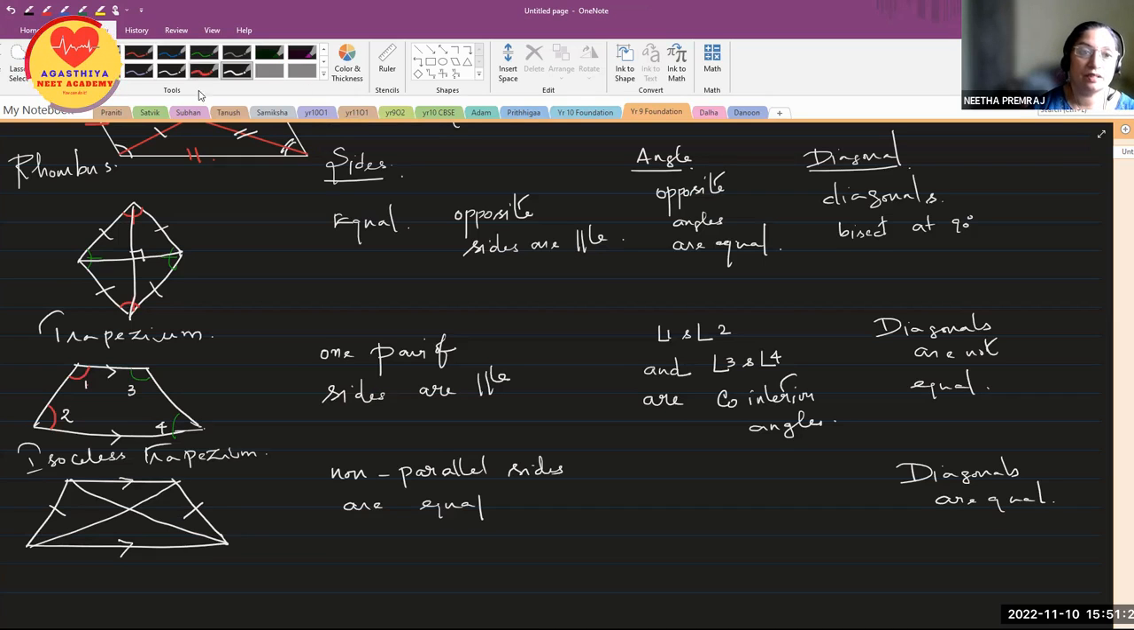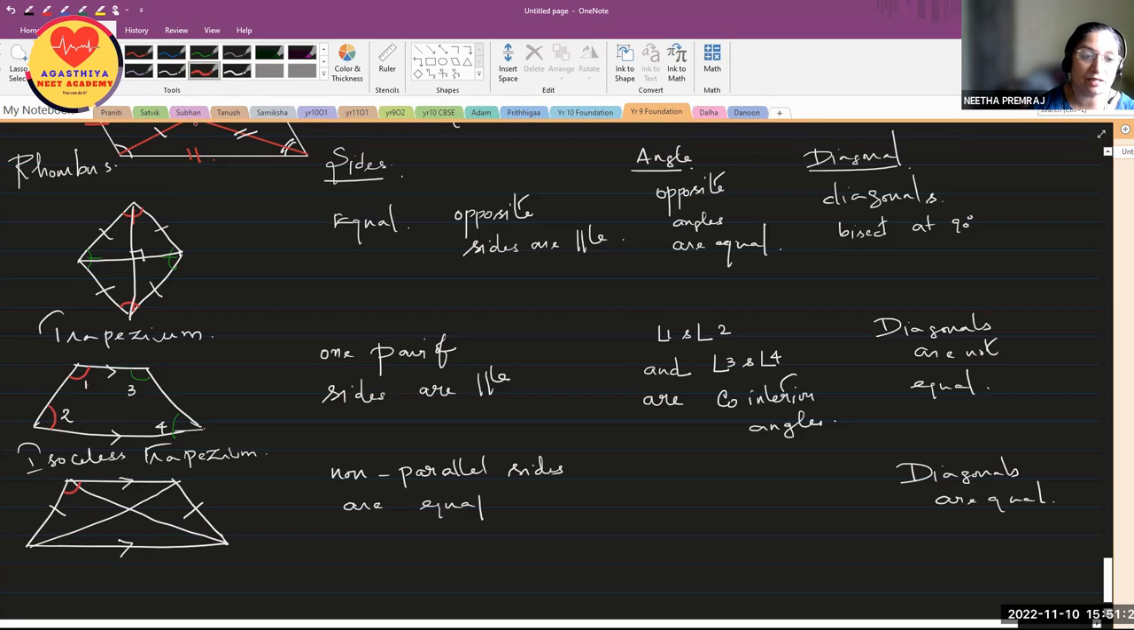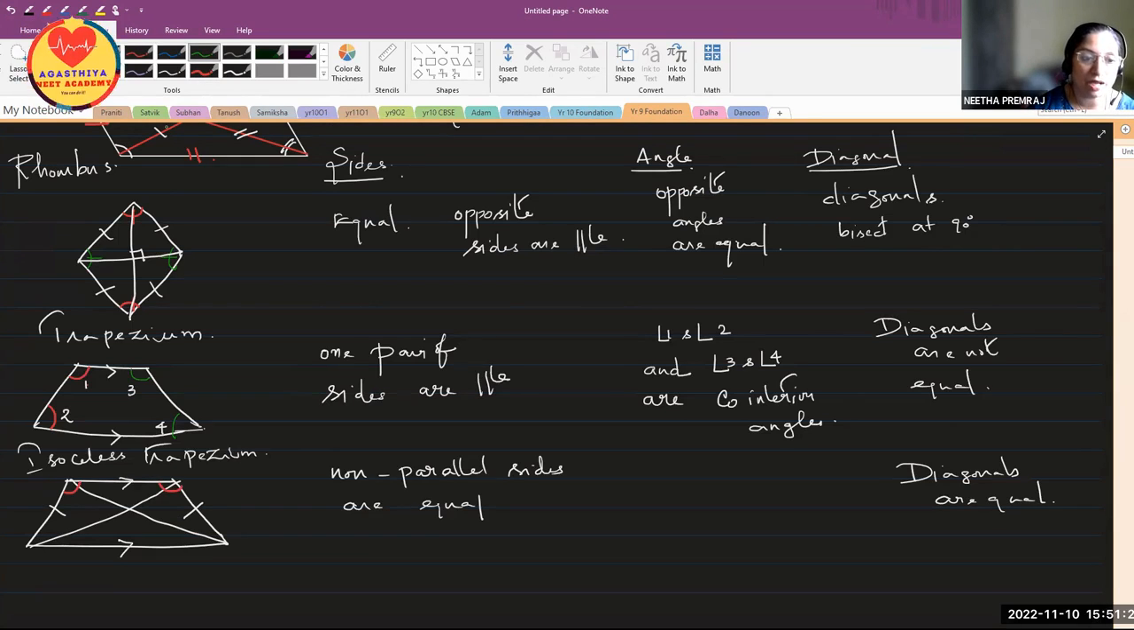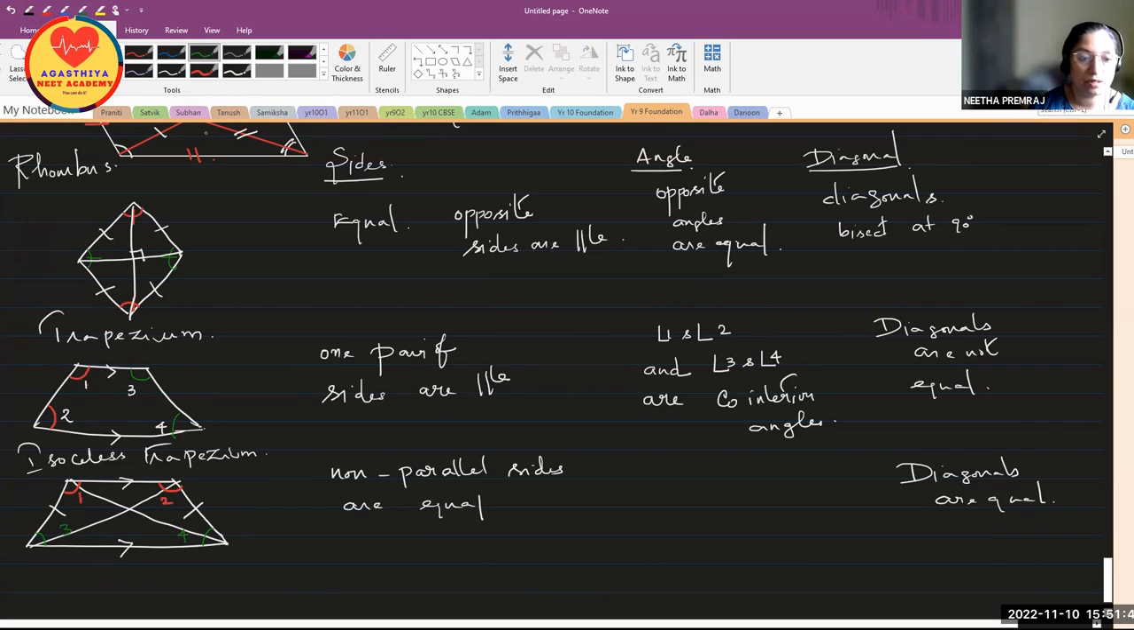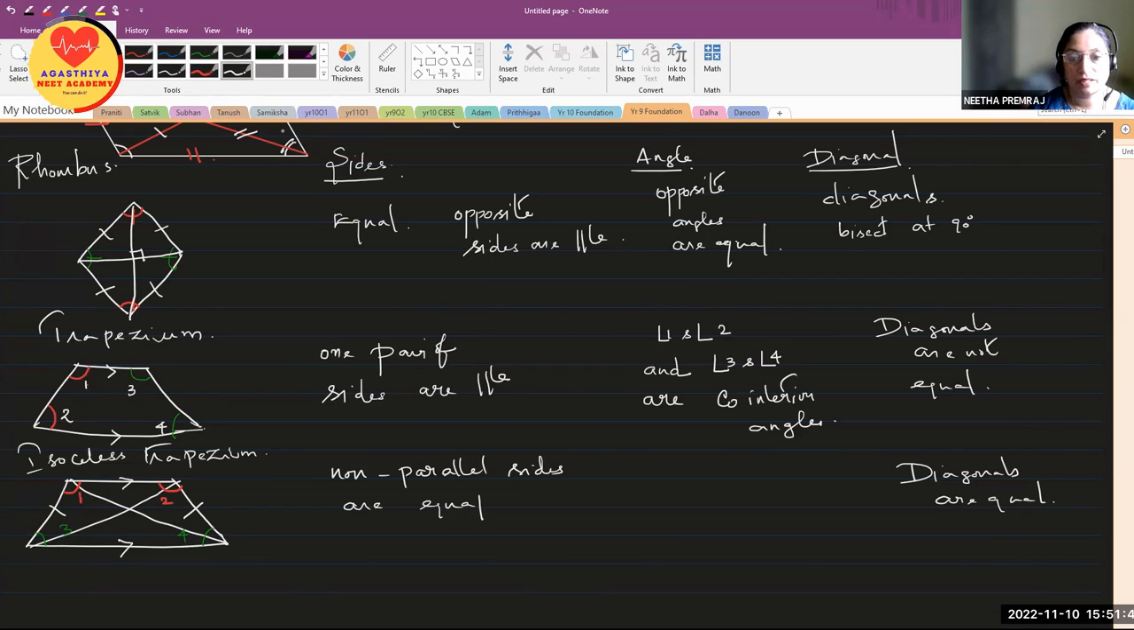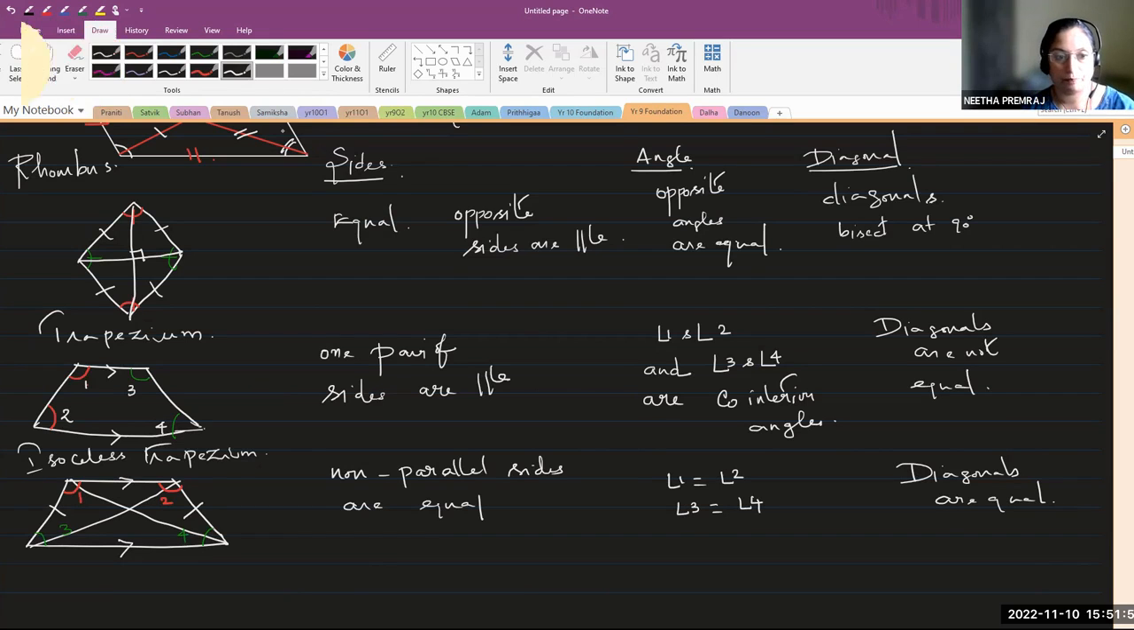And see, these two angles are equal, and these two angles are equal. Only in isosceles trapezium. So you can name these 1 and 2, and this one 3 and 4. So you can write angle 1 is equal to angle 2, angle 3 is equal to angle 4. Make a note of it. So what else is there? We need to see kite. That's it. Then we'll move to sums.